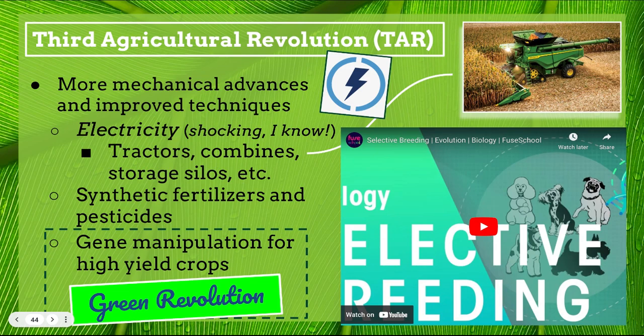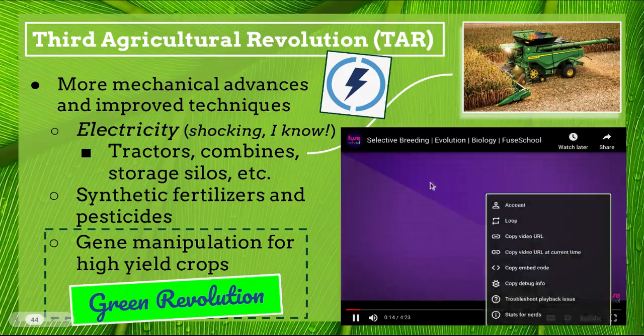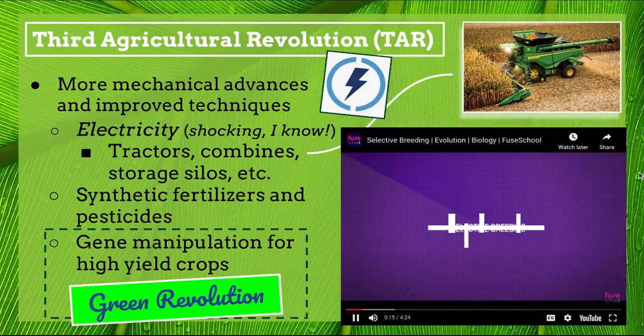And we start to see the first gene manipulation of crops that allows for higher yield crops, meaning you get more bang for your buck in terms of what you plant, you get more harvest. So this is called the Green Revolution. And I'm going to be getting into that as well. This is on selective breeding.